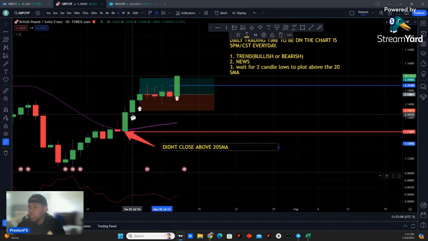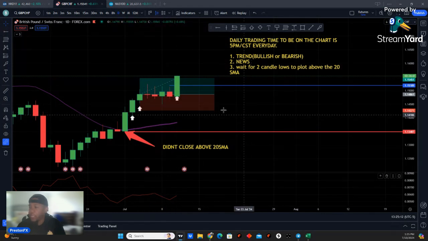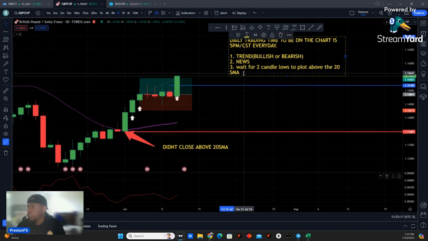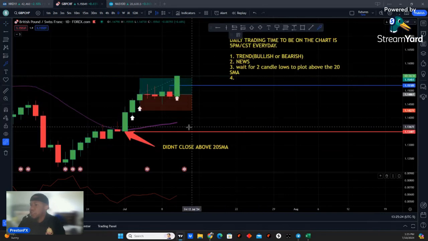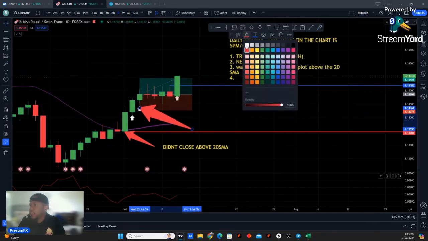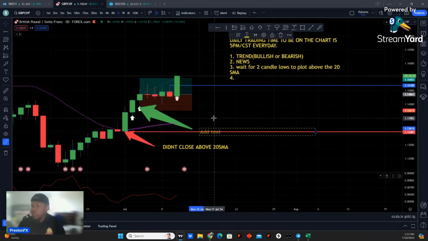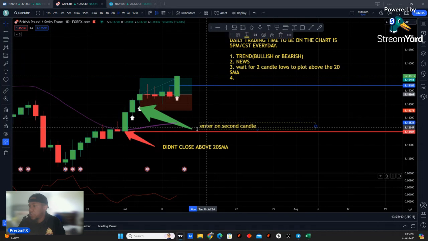So as you can see, July, this is 1, 2, 3, 4, 5, 6 trading days, and it went 59 pips. So once you have this trade, once you have this, this is your signal. Let's turn it green. And let's make it right here. Enter on second candle. Put this right here.